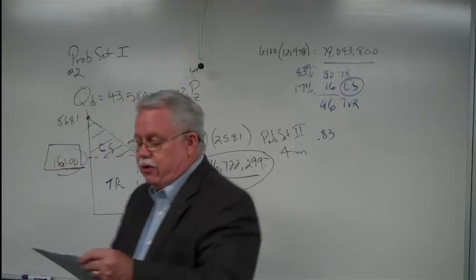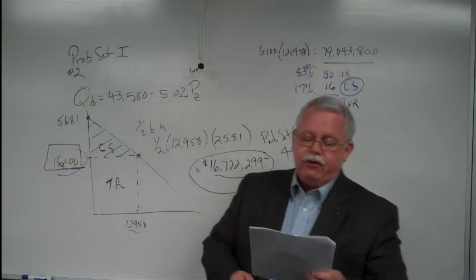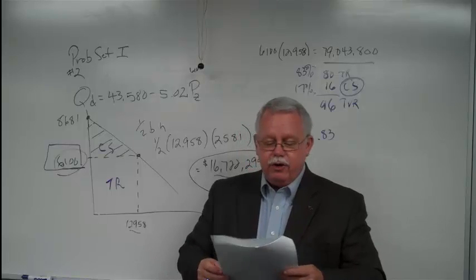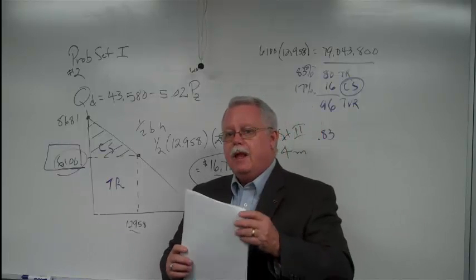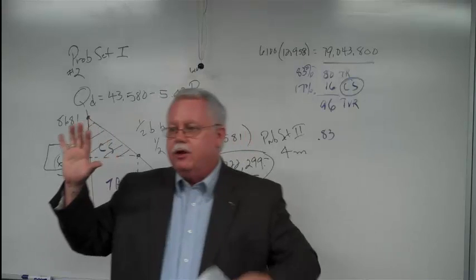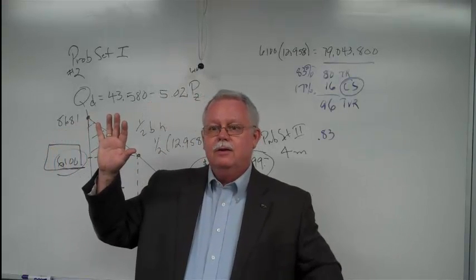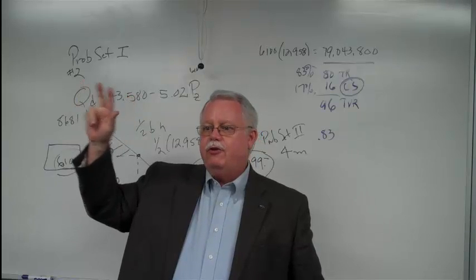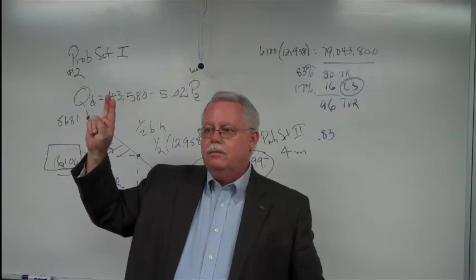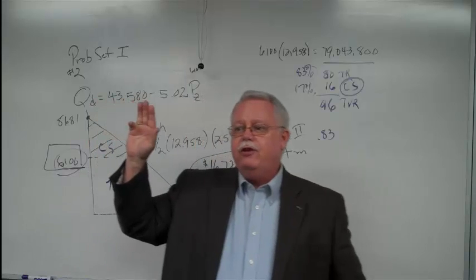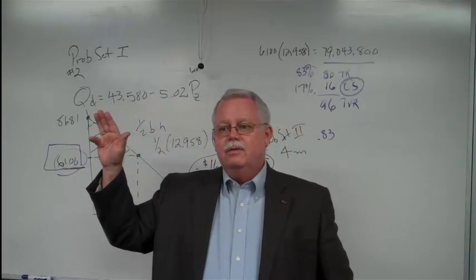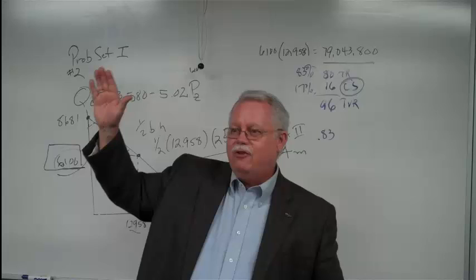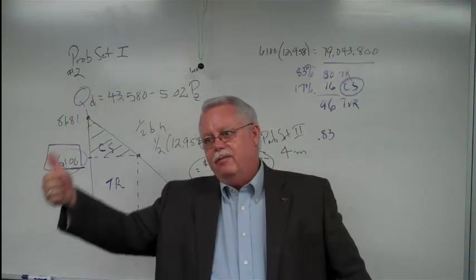K says, using the 5 factors that shift demand, give an example of how each one could increase the demand for good Z. What are the 5 things that shift demand? Can you tell me that, anybody? Income. Price of substitutes or complements. Preferences, tastes. Number of buyers. And buyers' expectations.